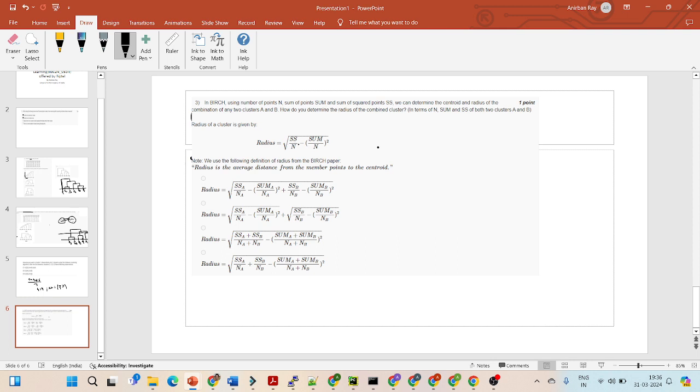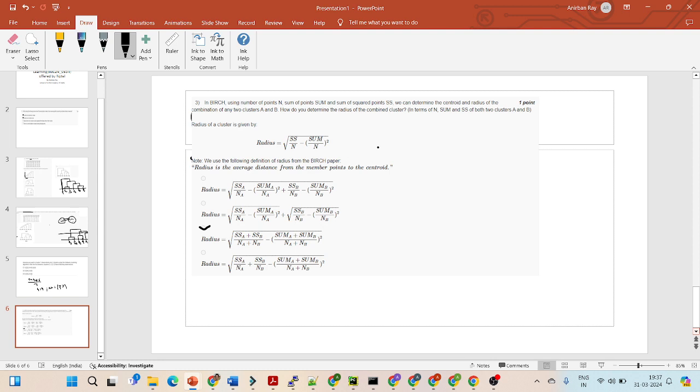Here we are dividing by the total number of points. The total number of points now is na plus nb, and here it is also na plus nb. So this is the answer. Little manipulation actually. This is how you can calculate this one. Any doubt on this one?